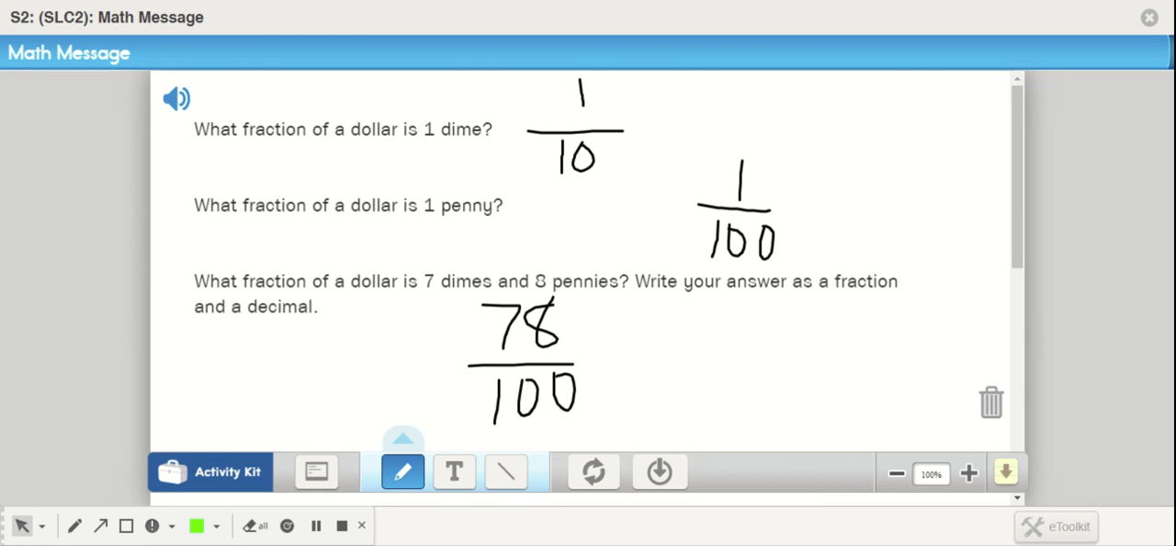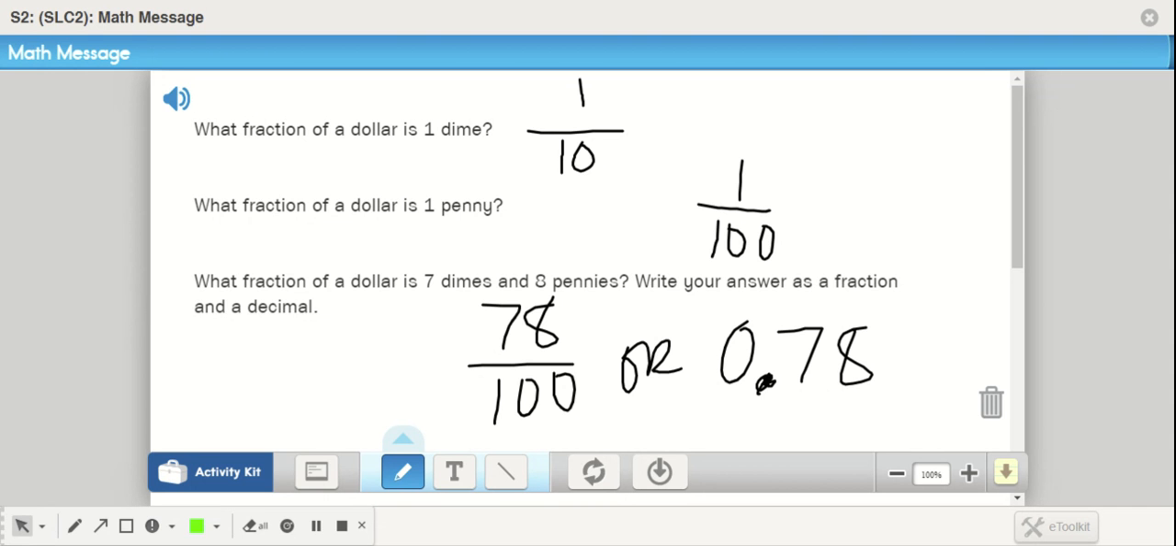Now it says write your answer as a fraction and a decimal. Typically, when we're talking about money, we don't see it written as a fraction. We usually see it written as a decimal, which would be like this. Typically, that's a decimal, guys. It's hard for me to draw decimal points on here. Typically, that's how we see money. That's what 78 cents would look like as a decimal, okay?